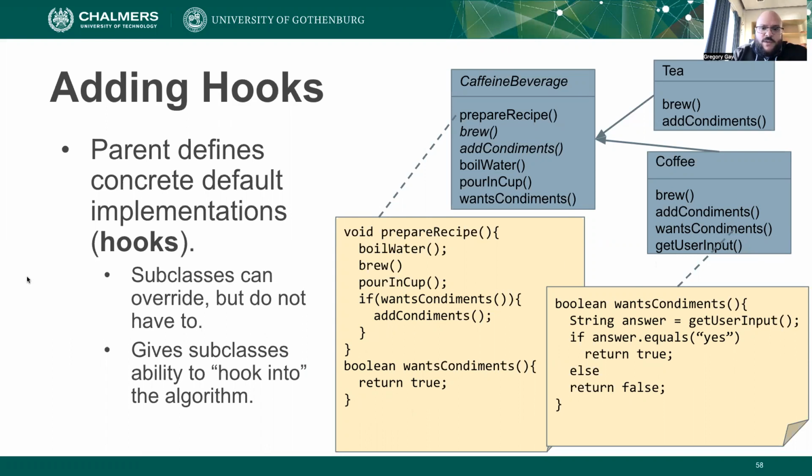We defined a method with a mostly empty default implementation here. We just return true. And this is our hook because the subclass can override it, but it doesn't have to. For instance, our tea might just take this and say true and add those condiments. But in our coffee class, well, we go out and ask them, right? We have a slightly more complicated version of this. Through this additional method, it's not necessarily part of our core algorithm.